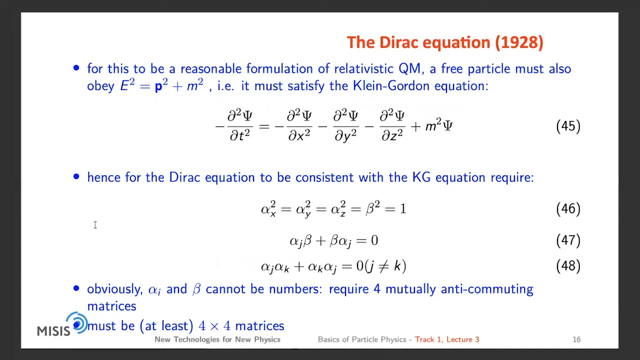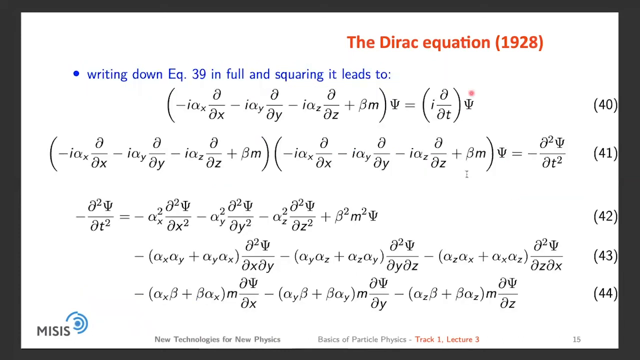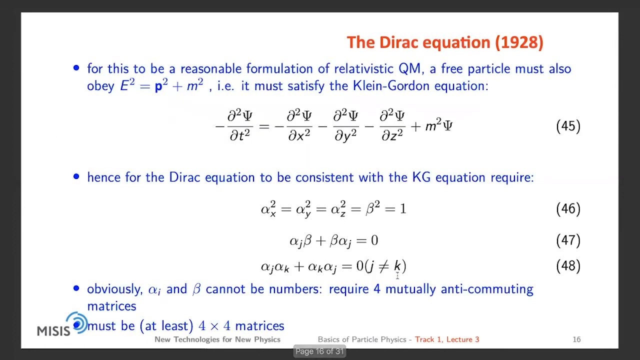Now, for this to be a reasonable formulation of relativistic quantum mechanics, a free particle must also obey the E squared equals P squared plus M squared relation. So it must satisfy the Klein-Gordon equation as well. Therefore, basically this huge expression here, which consists of three lines, should be equivalent to the Klein-Gordon equation. For this equivalency to always be true, the coefficients alpha and beta should behave in the following way.